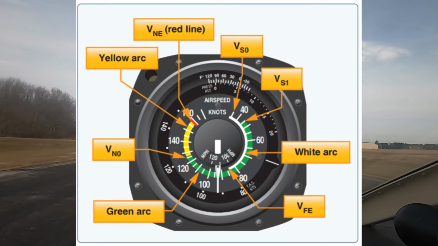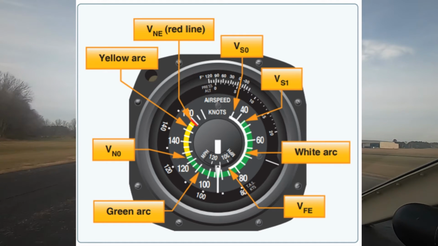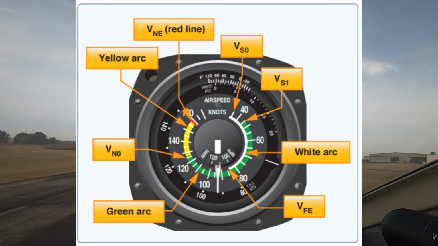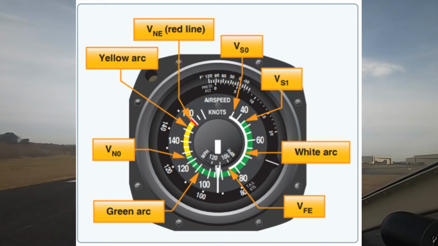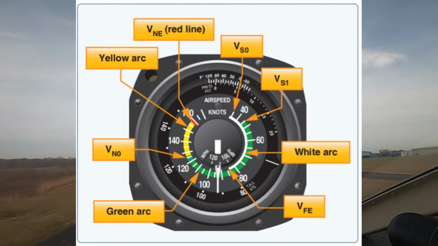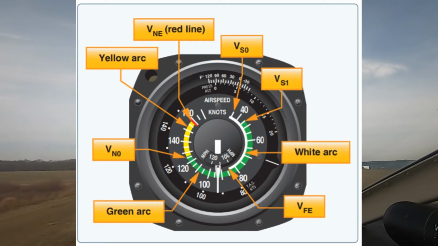Next is the yellow arc. This is the caution range. So you're allowed to fly here if the air is smooth, but only if it's smooth. And lastly is the red line, which is your never exceed speed. Now the upper and lower limit of each band is important as well.